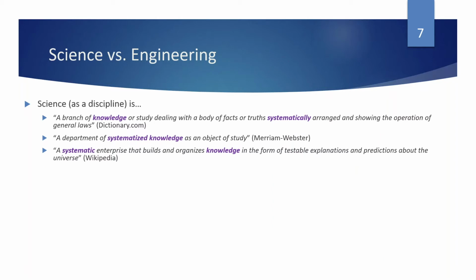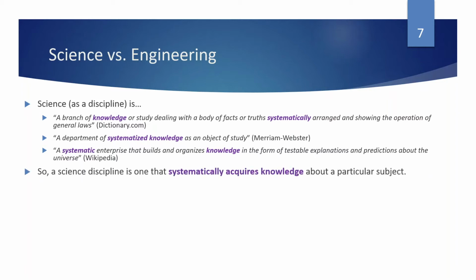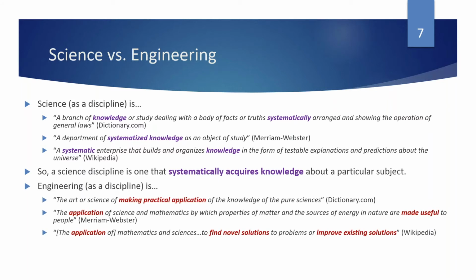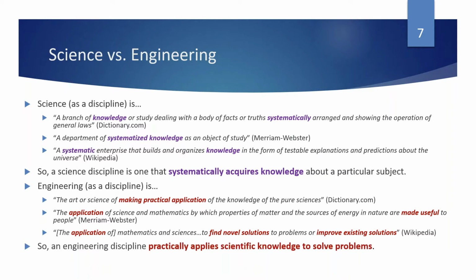So for a scientific discipline, here's kind of what we came across. Now we've highlighted some key terms that we believe gets at the core idea, and that is that a scientific discipline is one that systematically acquires knowledge about a subject. So it's all about knowledge acquisition. Compare that to an engineering discipline, which, as we peruse these definitions here, we've again highlighted a couple terms, which we believe gets to the core idea. That is that an engineering discipline is one that practically applies that scientific knowledge to solve problems. So we have knowledge acquisition in science, and we have knowledge application in engineering.